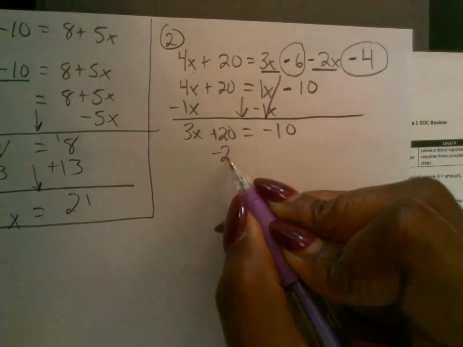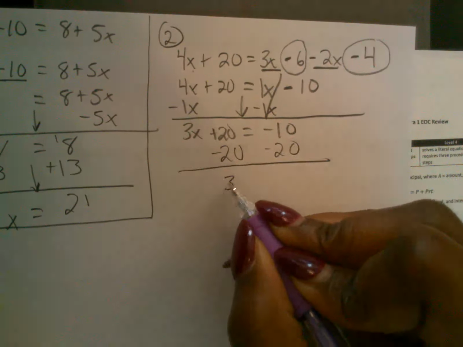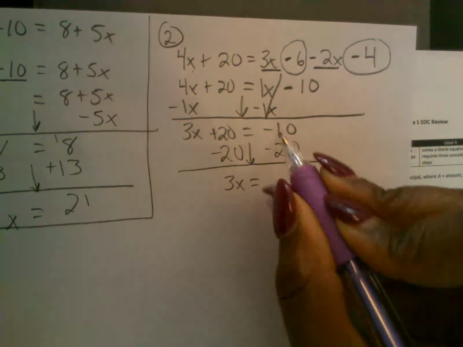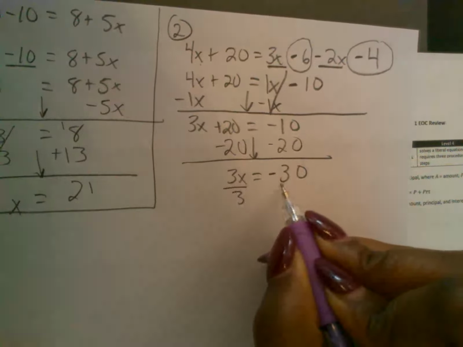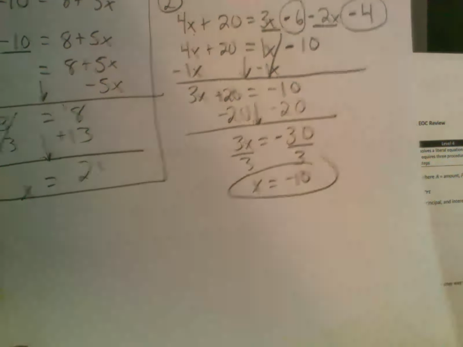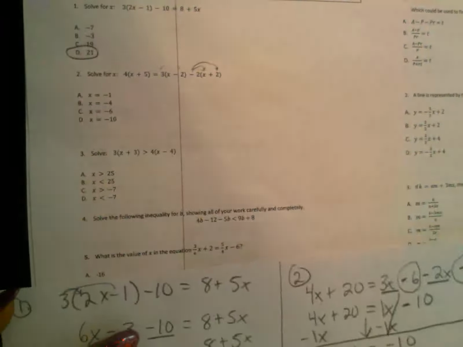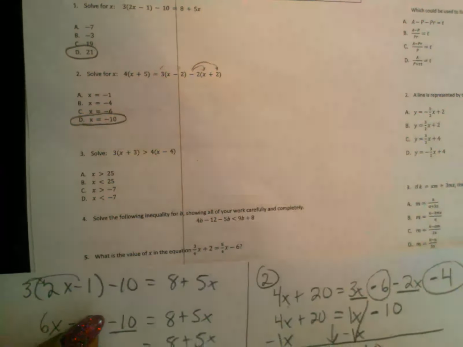Now I'm going to move the 20 by subtracting 20 on both sides. I get 3x here, and I get a negative 30. I'm going to divide both sides by 3, so I get x is equal to a negative 10. So number 2 is D. Okay. All right. Number 3, when I do this, box this in.